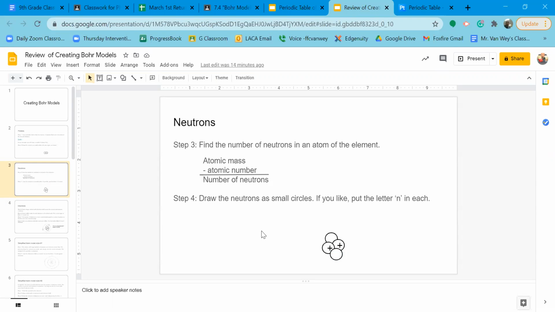If you like, you can put the letter N inside of each neutron. I like to just leave them blank. It's really a matter of style, your preference.